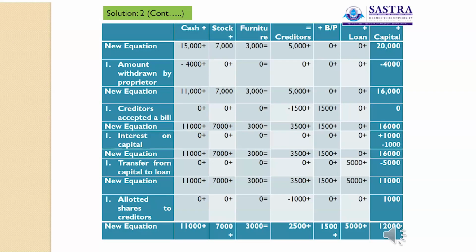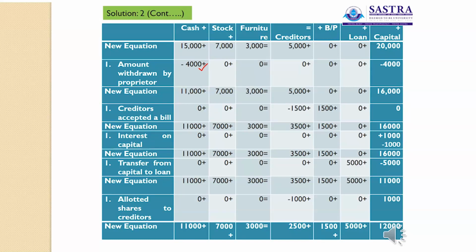Amount withdrawn by the proprietor, rupees 4,000. So amount withdrawn by the proprietor, in the sense drawings are made, so it is debited. The value of cash will be reduced. Okay, so the cash value reduced. Already we have 15,000 cash, so minus 4,000. That should be deducted from the amount of cash.